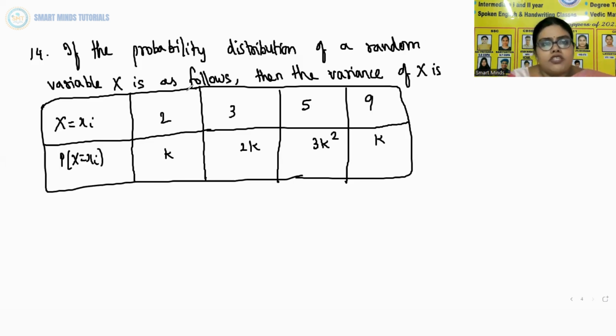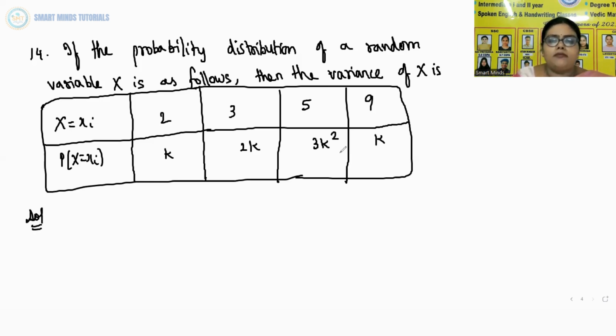Now take the next question. It is from random variables. If the probability distribution of a random variable is as follows, then find the variance of x. So X equal to xi is a random variable. P of X equal to xi is the probability of the random variable. Okay, so let's see how do we start.